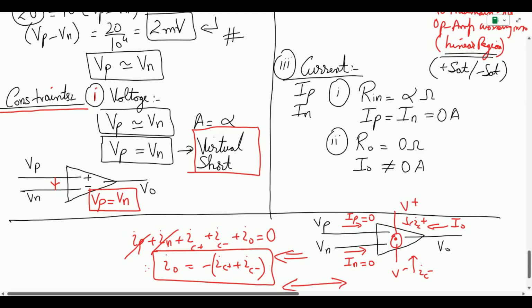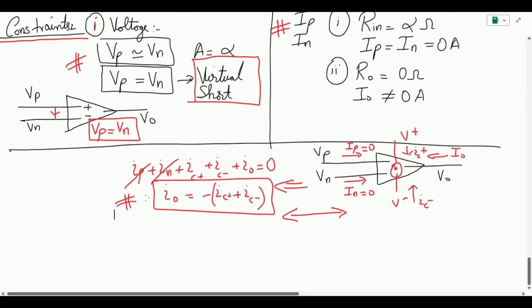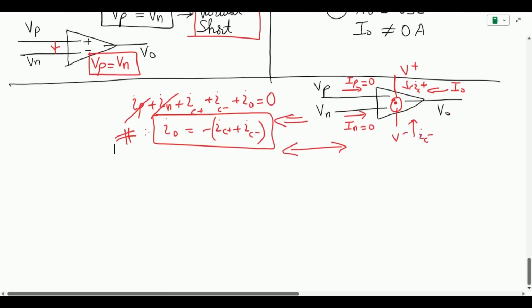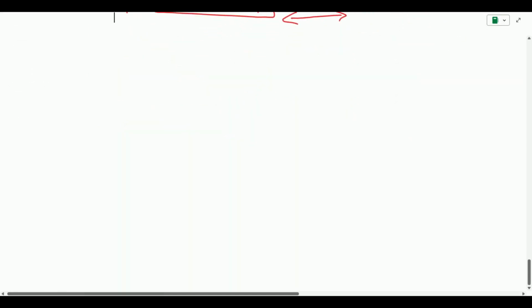So these are the constraints that we need to keep in mind whenever we are dealing with an operational amplifier. Those constraints are in terms of voltages, which we call the virtual short, and the other constraints are in terms of the currents, where the input currents are considered to be 0, but the output current is going to exist, and we have seen mathematically that the output current is going to give us a certain value. Now let us look at examples and further understand how operational amplifier circuits can be solved easily.